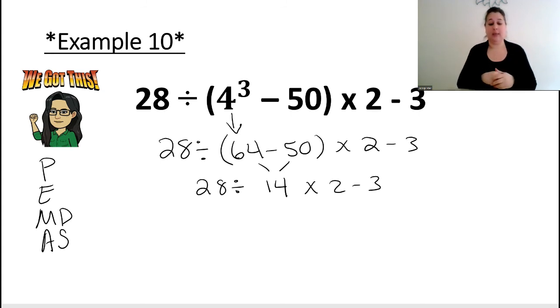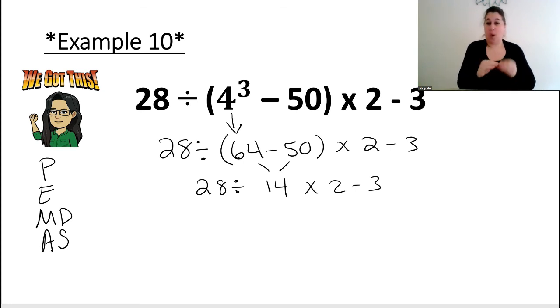Even though you do the parentheses first, you still have to do the order of operations inside the parentheses if there's more than one operation. In this case, there's exponents and subtraction. You've got to simplify it to just one number to get rid of those parentheses.